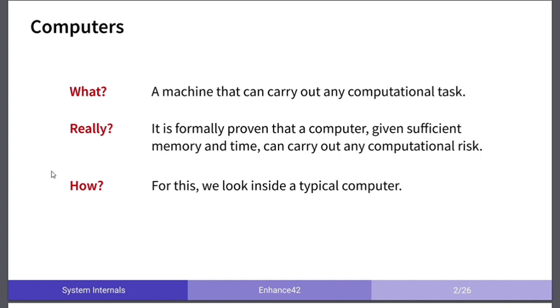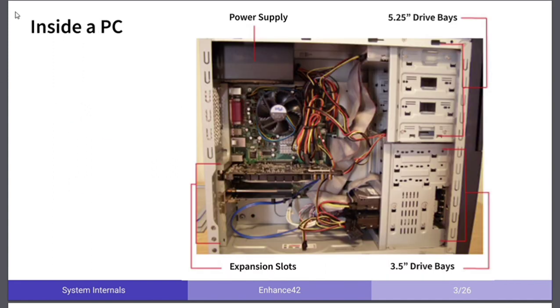For this, we need to look inside a typical computer. So here you can see inside a PC: power supply and expansion slots, 5.25 drive bay and 3.5 drive bay. Here you can see the image.